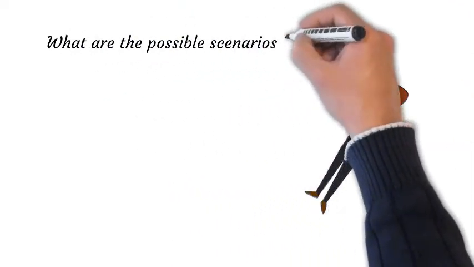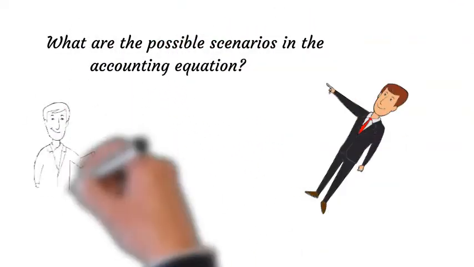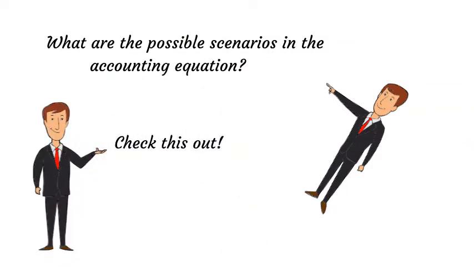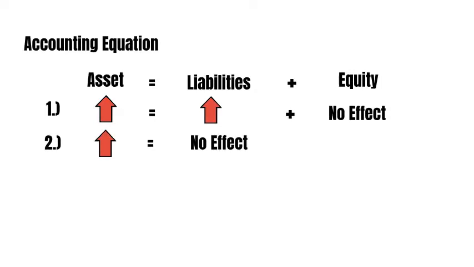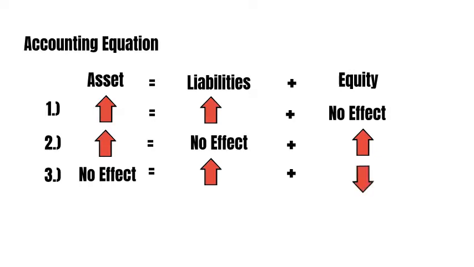What are the possible scenarios in the accounting equation? Check this out. Accounting equation. Asset equals liability plus equity. 1. An increase in asset equals an increase in liability plus no effect for equity. 2. An increase in asset equals no effect in liability plus an increase in equity. 3. No effect in asset equals an increase in liability plus a decrease in equity, or vice versa. No effect in asset equals an increase in equity plus a decrease in liability.